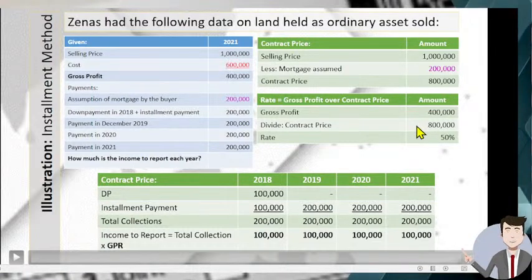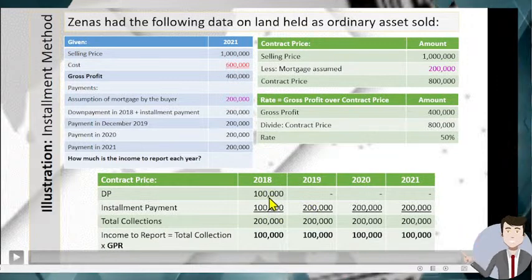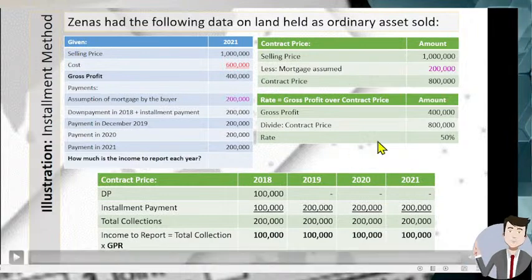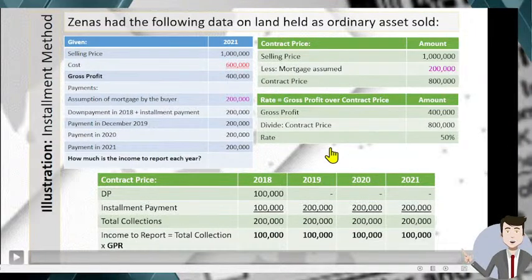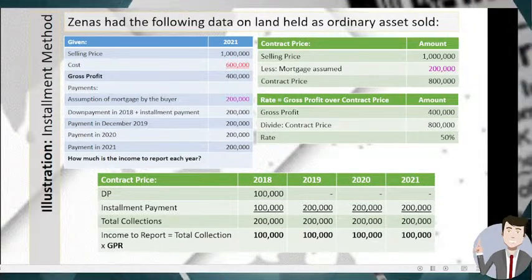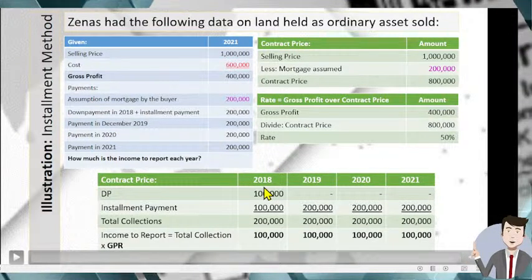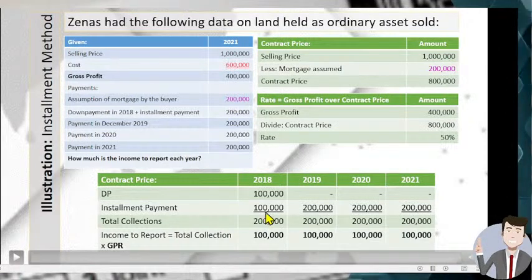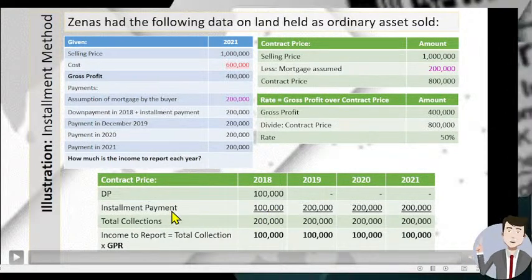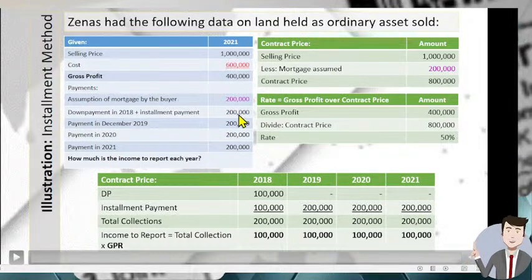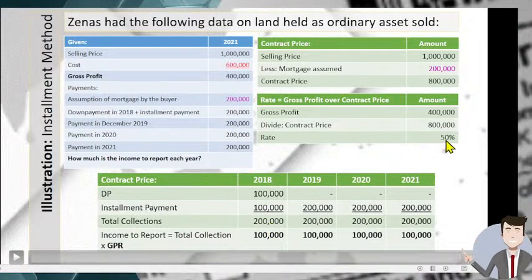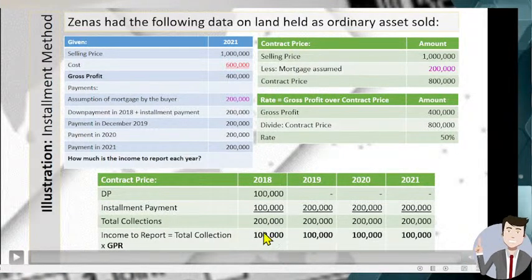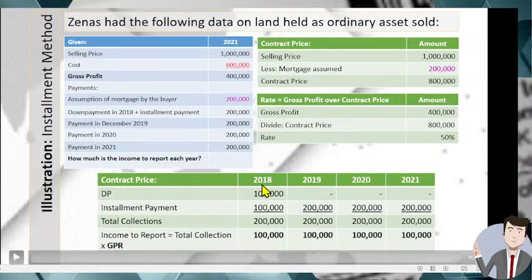Next step is to identify the collections received by the seller every year from the date of sale up to when the buyer is scheduled to pay its dues. Okay, so for the contract price, for the first year, the year of sale, we have a down payment of 100 and the installment payment of 100. So the total collection as given is 200,000. So 200,000 multiplied by the rate computed, 50%. So that gives us 100,000 income to be reported on taxable year 2018.